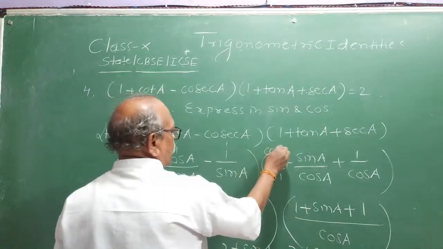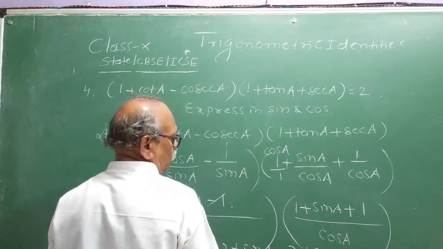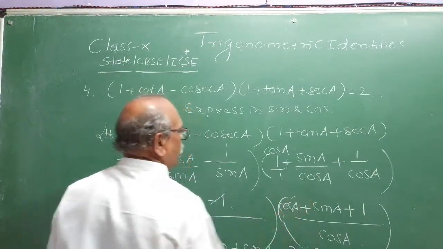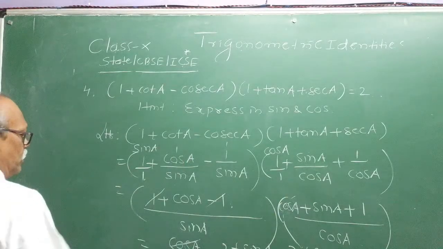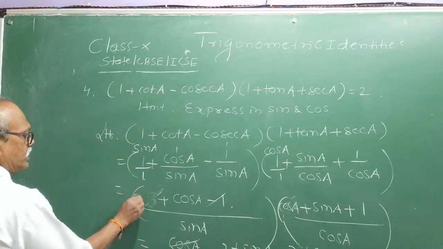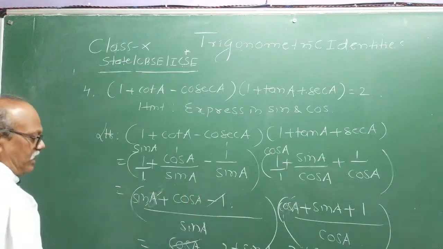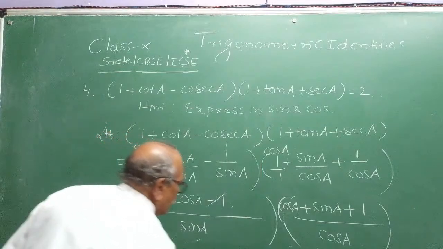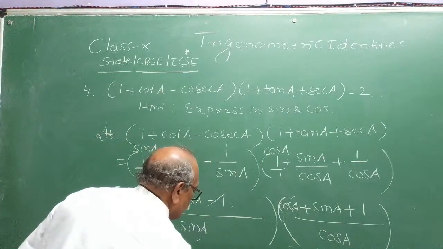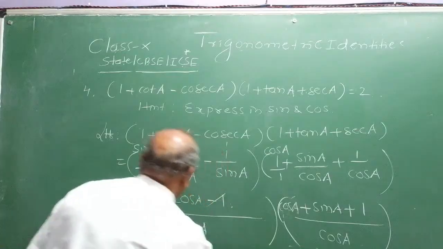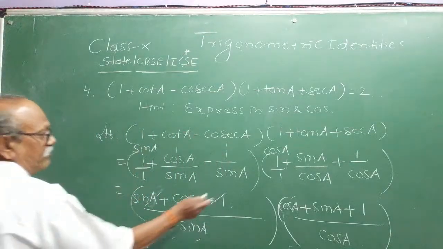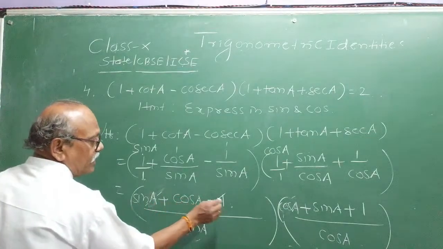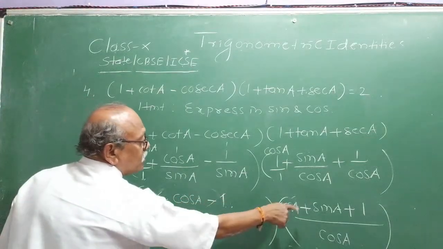Sorry, here you must get 1 plus 1 into cos A. Therefore, you get here cos A plus sin A into 1. Sorry, here you get 1 into sin A is sin A plus cos A minus 1. I am sorry. You will get sin A into cos A. When I am taking LCM here, 1 into sin A I will write, 1 into cos A I have to write. You will get here sin A plus cos A minus 1, cos A plus sin A plus 1.